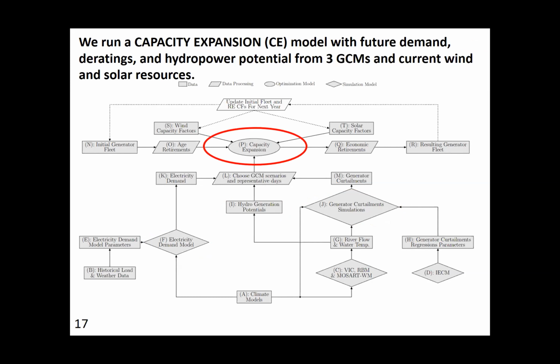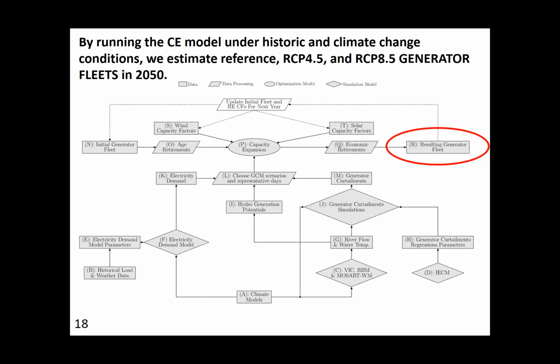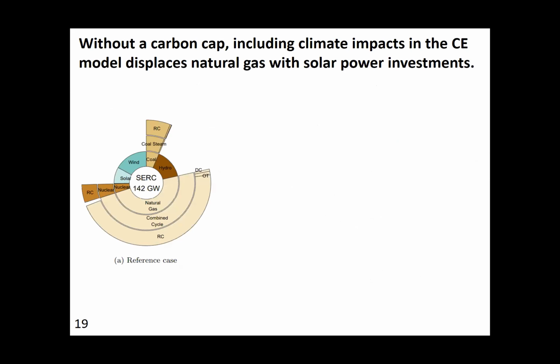And then, like I said, we're going to feed all that up into a capacity expansion model, a long-term optimization model, and we're going to embed time series from 3 different GCMs in there. And one limitation of this work is that we're going to use current wind and solar resources there. And so finally, we're going to run this capacity expansion model with and without climate change. And we're going to do that for RCP 4.5 and 8.5 to quantify the differences in your generator fleets in the future.